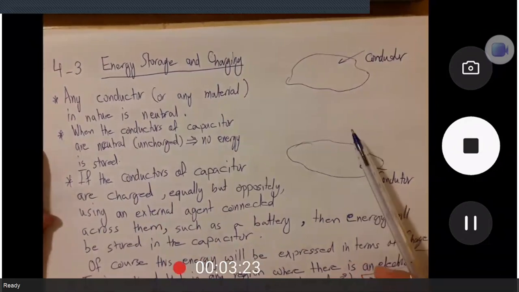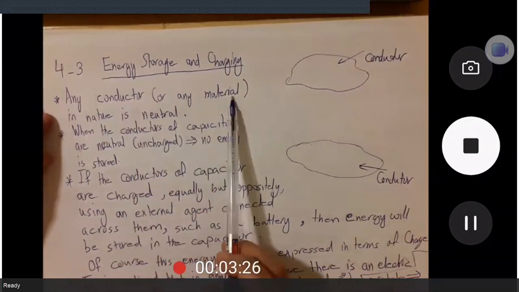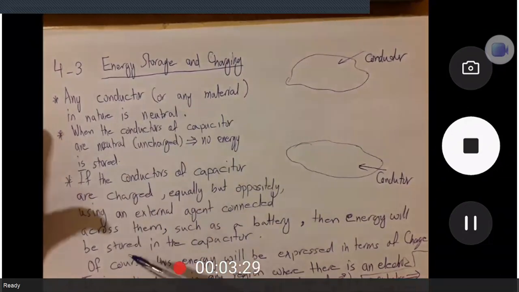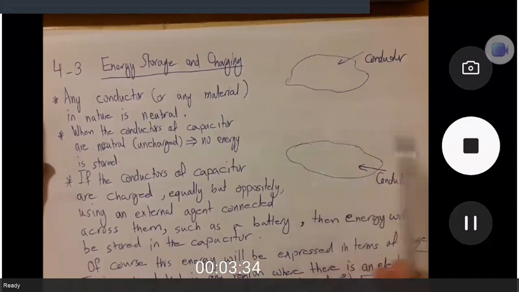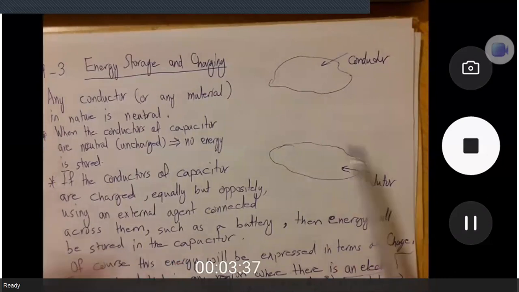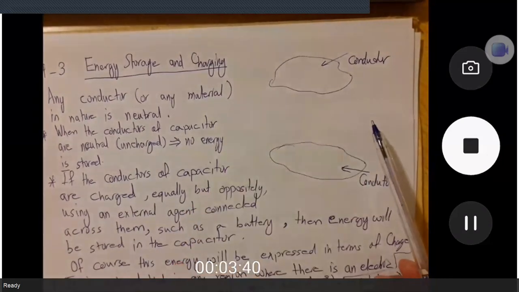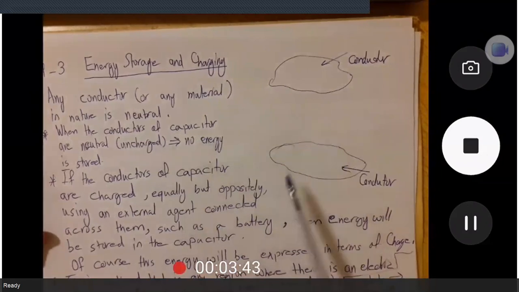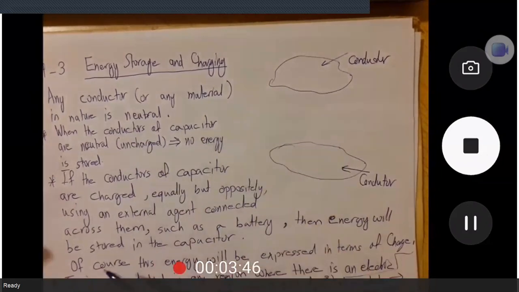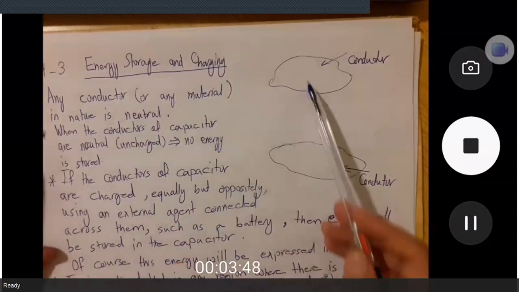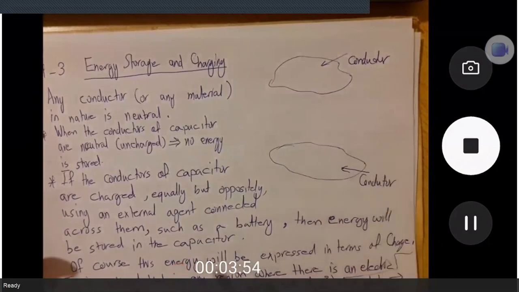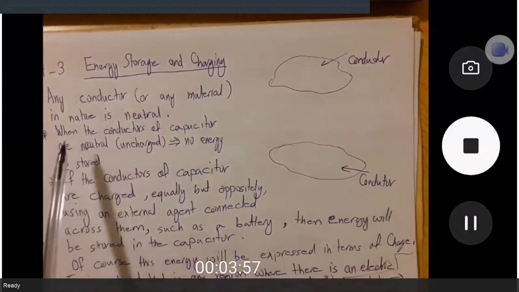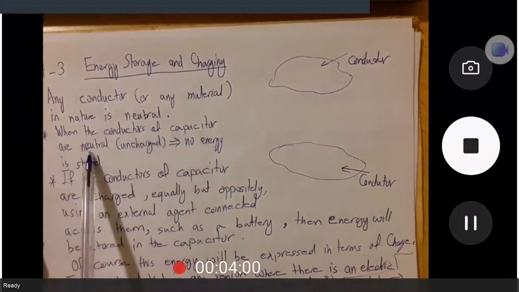Okay, now another topic here: we're saying that there is energy stored in a capacitor. How does this happen? We know that any conductor or any other material in nature is neutral. So if I have the conductors that are separated by an insulating material, here I put nothing, which means it's air or vacuum, and the conductors as usual are neutral, then they are uncharged. When they are uncharged there will be no energy stored in the capacitor. So when the conductors of the capacitor are neutral, meaning uncharged, no energy is stored.